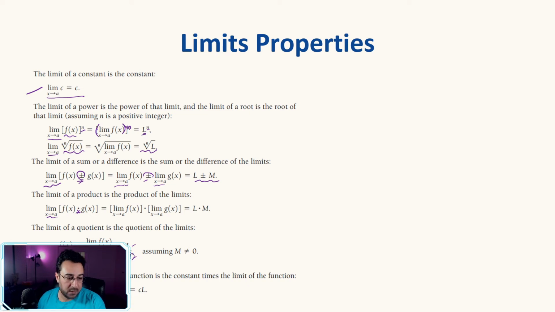Now if you have the limit as x approaches a of c multiplied by f of x, so you have the constant c multiplied by some function f of x, then you can take that constant out of the limit. You say c multiplied by the limit of f of x as x approaches a, which equals c multiplied by whatever number you came up with after solving the limit.